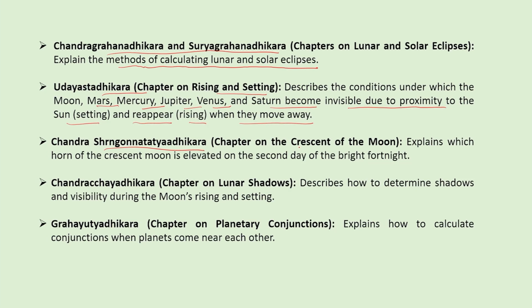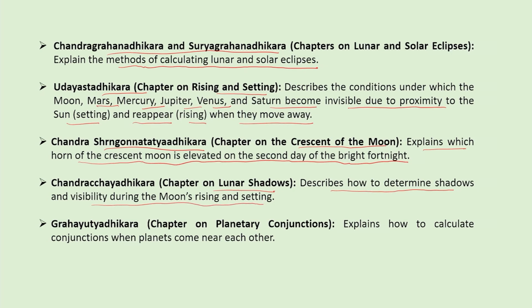Chapter on the crescent of the moon. Explain which horn of the crescent moon is elevated on the second day of the bright fortnight. Next is Chandra Chayadhikar, chapter on lunar shadows. Describe how to determine shadows and visibility during the moon's rising and setting.